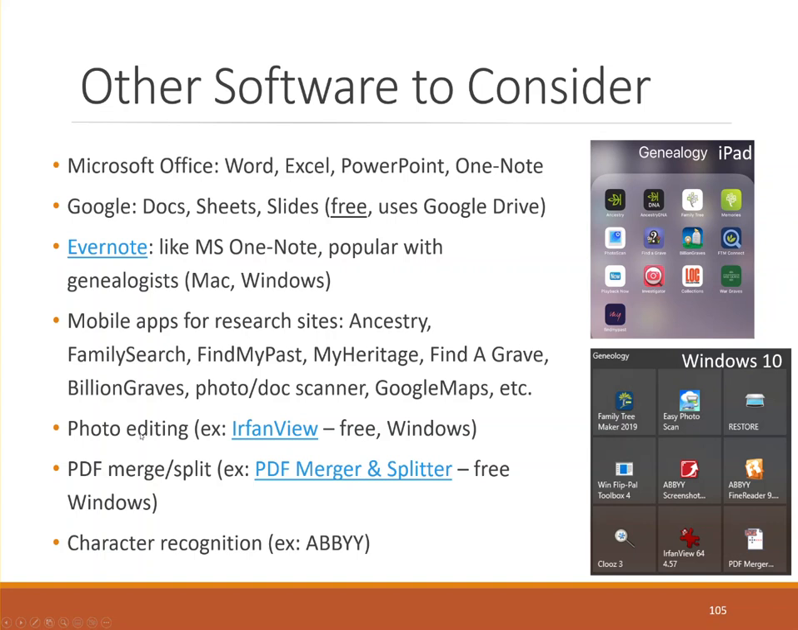Another big software that you need is photo editing. You need to annotate your photographs. I use View, it's a Windows program. It's free and it's pretty simple to use. I have a demonstration video on how to use View. Then I also have a free software. It's just called PDF Merger and Splitter.